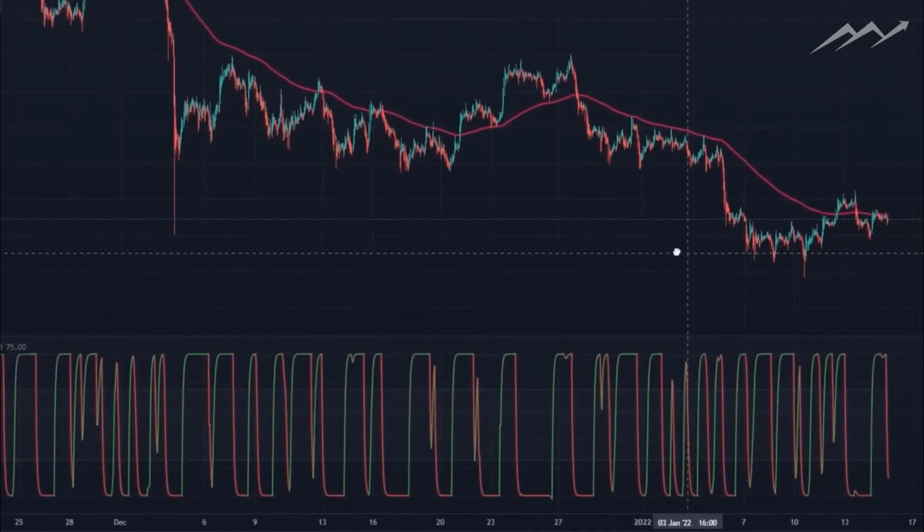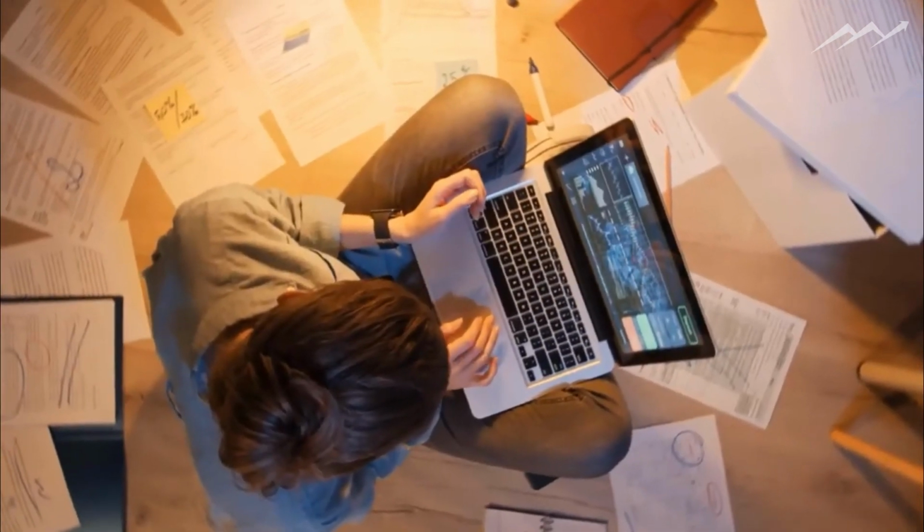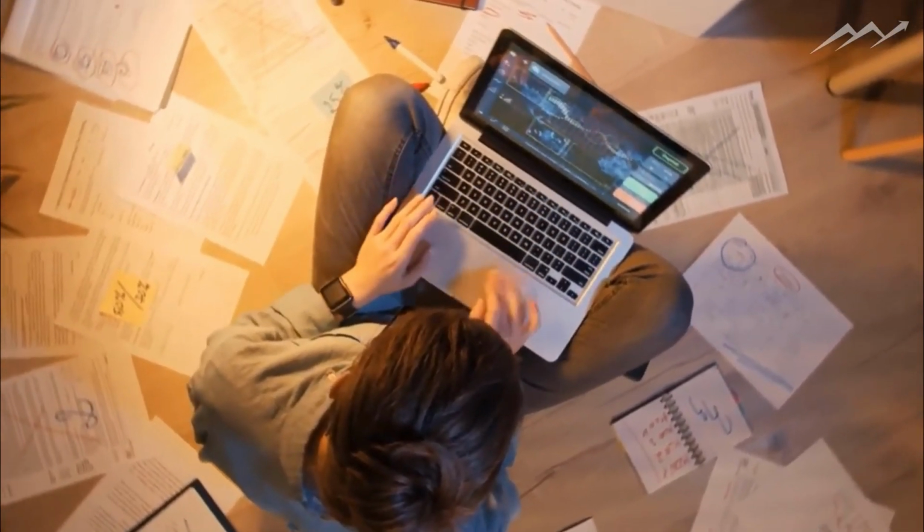So the key takeaway from this trading strategy is that this is the best trading strategy that we have tested on this channel when it comes to Forex and cryptocurrency. I would not recommend trading this on stocks, but for Forex and crypto, this works absolutely amazingly.